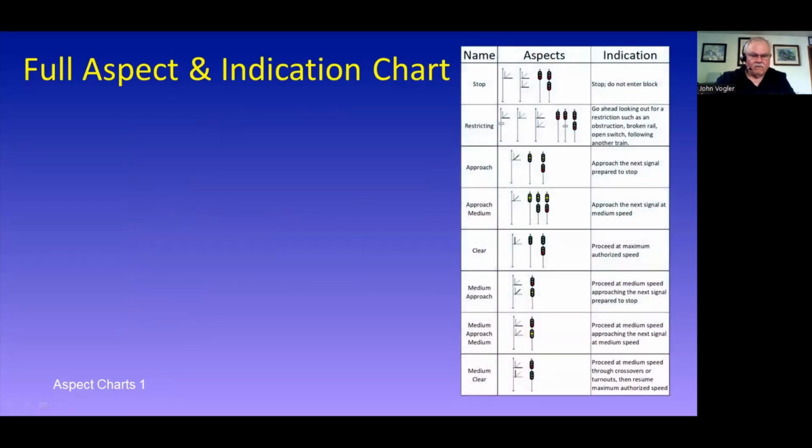So we developed now our aspect chart. I've added the color to this one. Since we've talked about the color and how it's interpreted, I've added the colored aspects to our chart, and this is now something that could be used by everyone on their railroad. So there's what I say is the full set of signal aspects that a modeler would need.